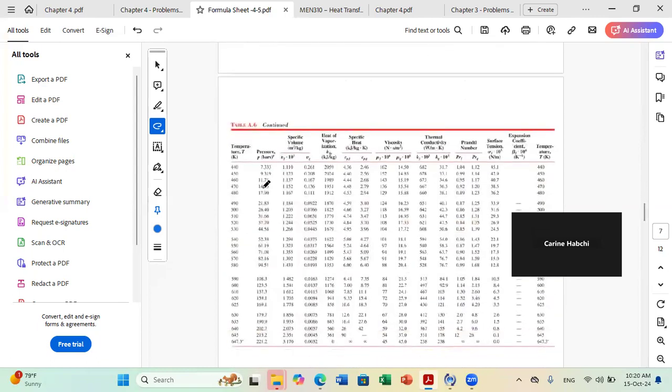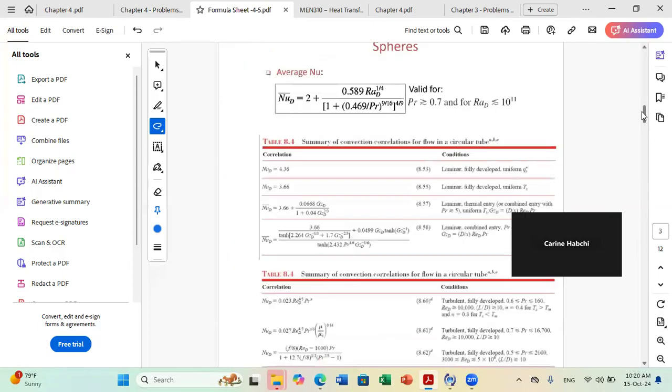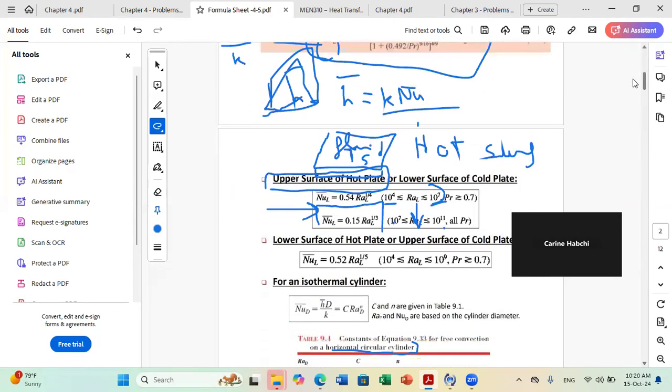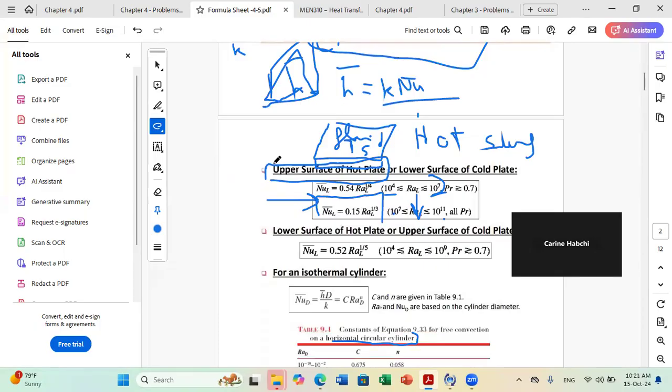So we need to interpolate between 440 and 450. We do interpolation, we get all values needed, okay? And then we say, let us consider the formulas to use, okay? So we go to horizontal surface. For the top surface, we are in this case, upper surface of hot plate. And for bottom surface, we are in this case, lower surface of hot plate, okay?